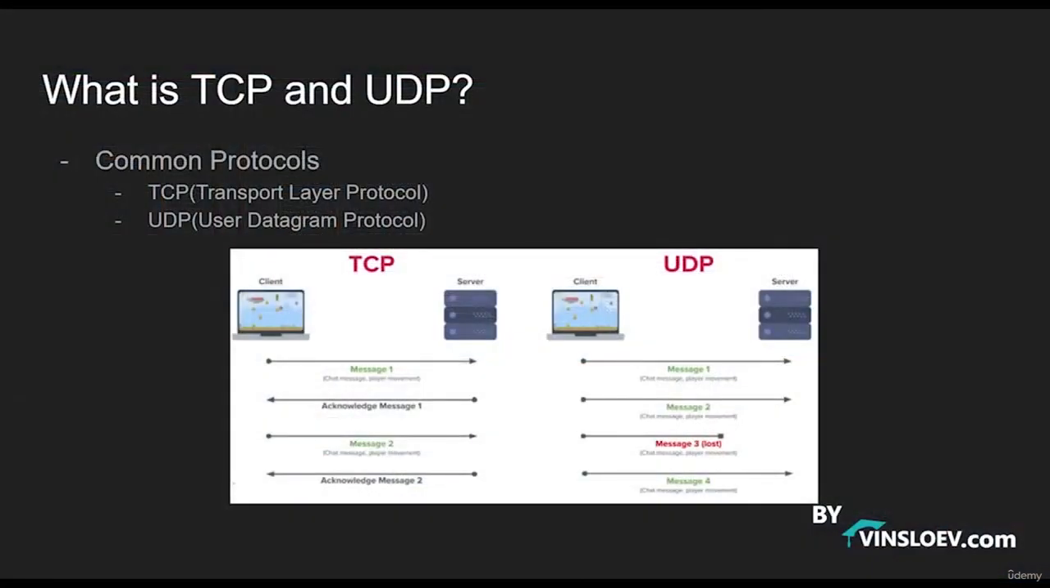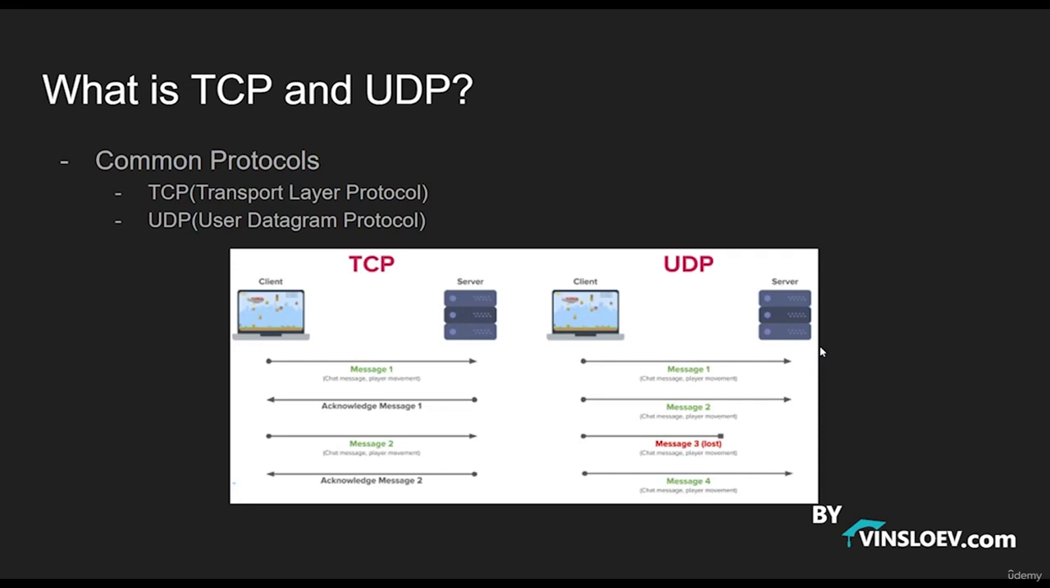So, what is TCP and UDP? These are the most common protocols used when doing networking. We have TCP, which is Transmission Control Protocol, and we have UDP, which is User Datagram Protocol. This is a way of transferring information between computers and over networks. And we have a graphical illustration of how they work right here. With TCP, when sending messages, we get an acknowledgement of that message. Whereas in UDP, we are just communicating one way, transferring a lot of data in one direction.